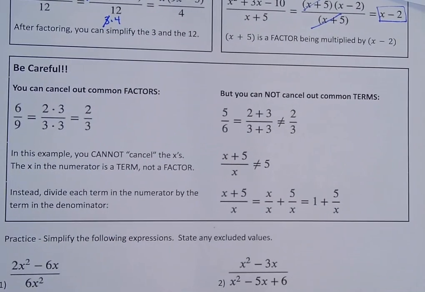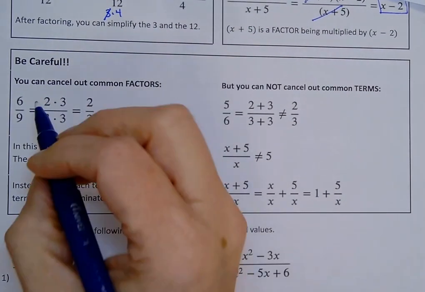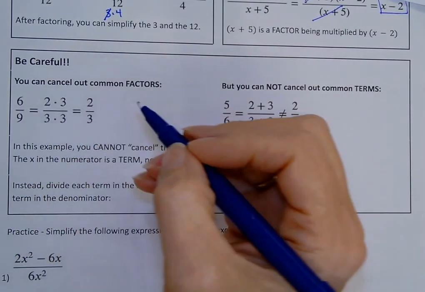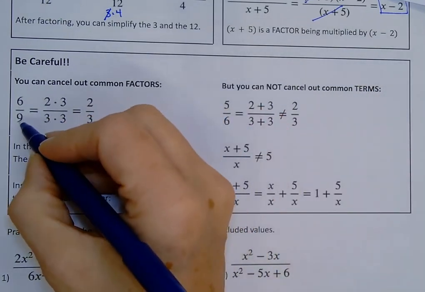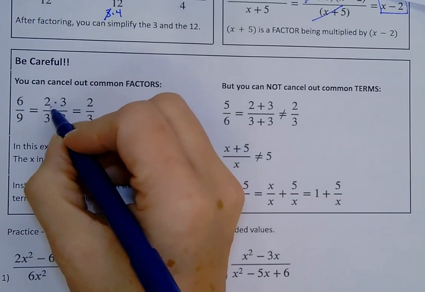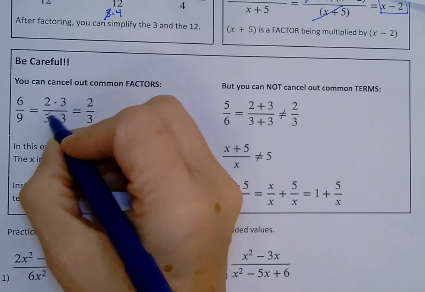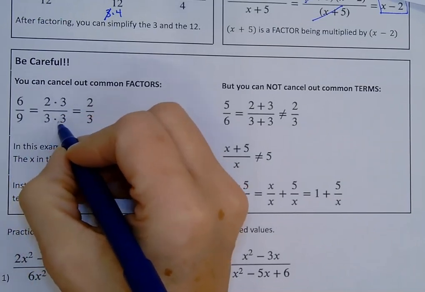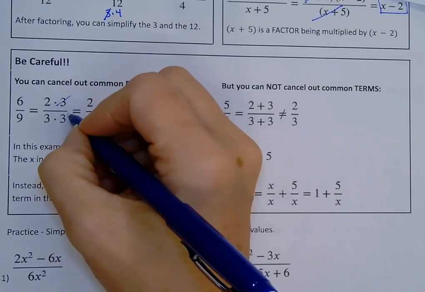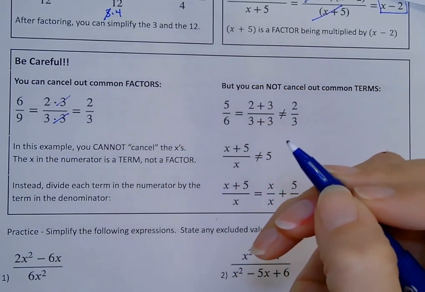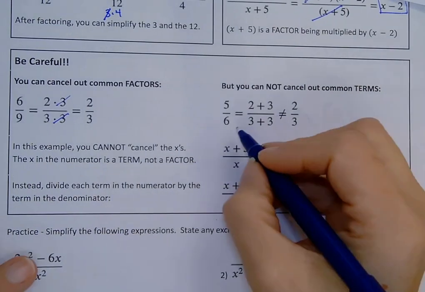All right. So you can cancel out common factors. Factors are things that are being multiplied together. Okay, so if I have a 6 over 9 and I break the 6 into its factors 2 times 3, I break my 9 into its factors 3 times 3. Notice we're multiplying factors, right? So 3 divided by 3, those cancel each other out, and I'm left with 2/3.